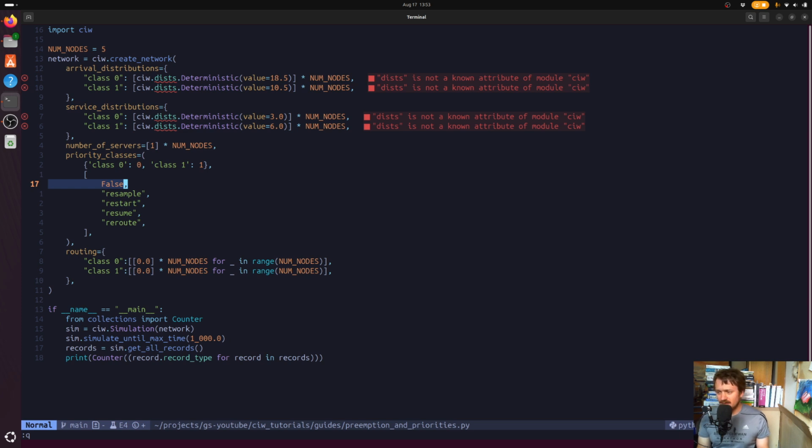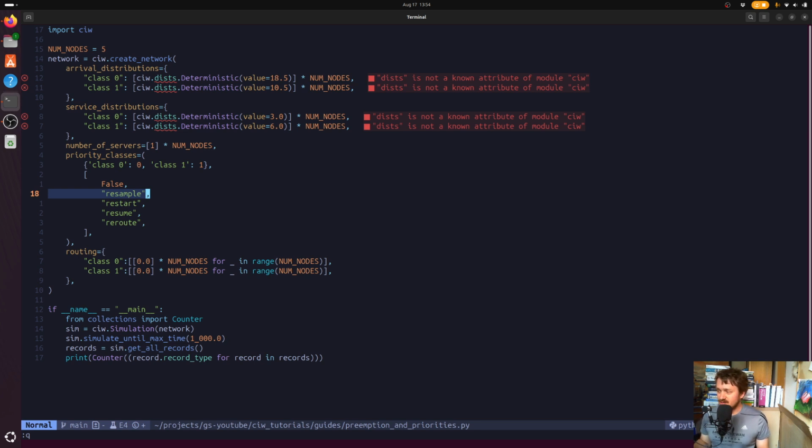You don't interrupt service. This is pretty common, by the way, especially if the customers are literally people, because they don't really like their service being interrupted all that much. I don't think preemption happens very often, but it's worth considering and having these different options depending on what you're modeling. So there's a resample option that says that the preemption does happen. So the higher priority customer will bump the lower priority customer out of service.